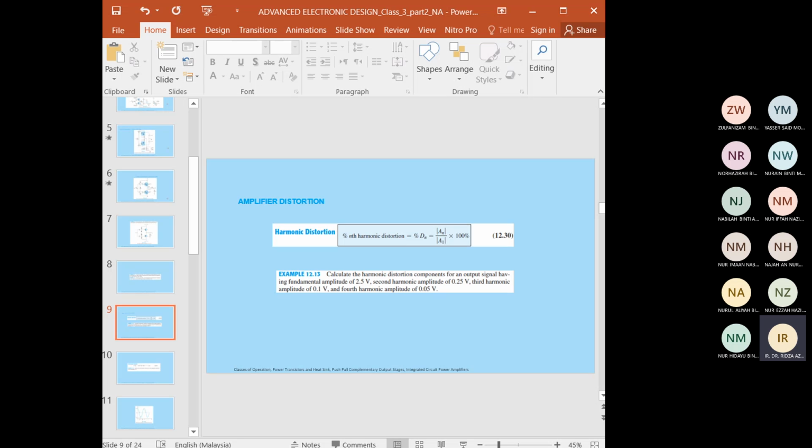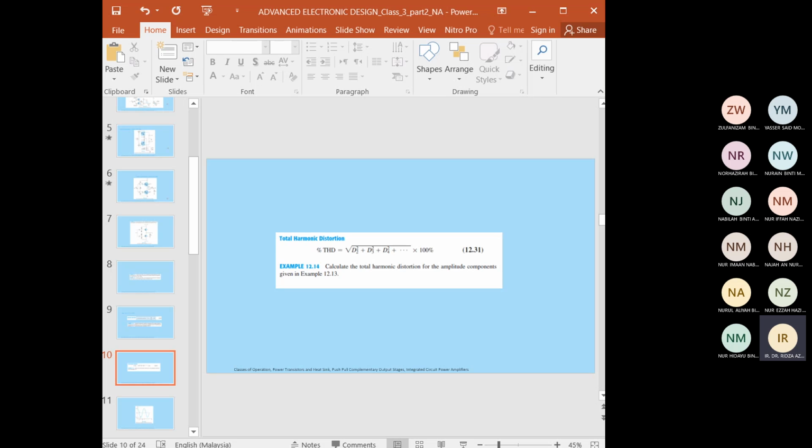So how much percentage for the second harmonic distortion, D2? D2 is 10%, D3 and D4? D3 is 4%, D4 is 2%. Alright, okay, thank you.